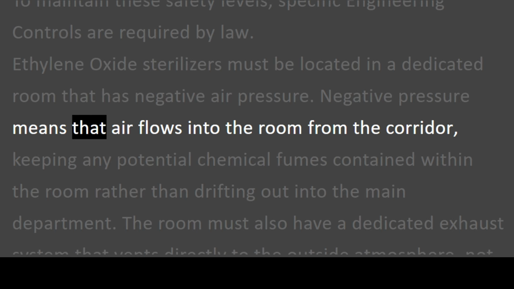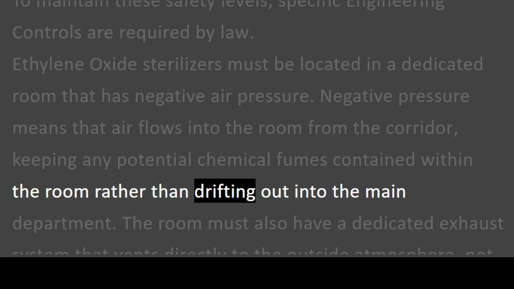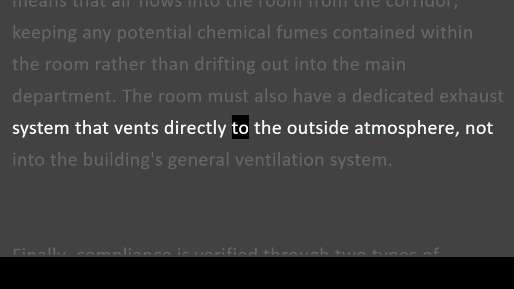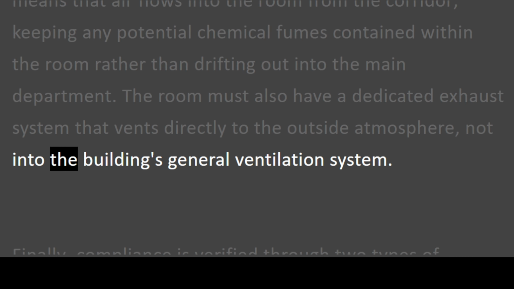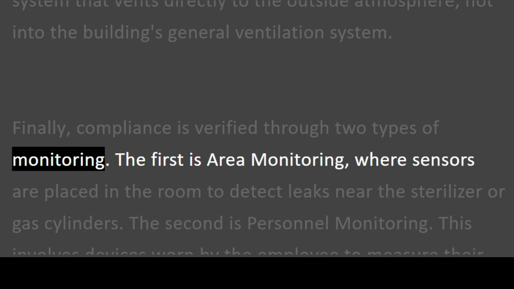Negative pressure means that air flows into the room from the corridor, keeping any potential chemical fumes contained within the room rather than drifting out into the main department. The room must also have a dedicated exhaust system that vents directly to the outside atmosphere, not into the building's general ventilation system. Finally, compliance is verified through 2 types of monitoring.